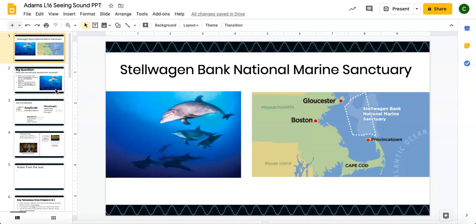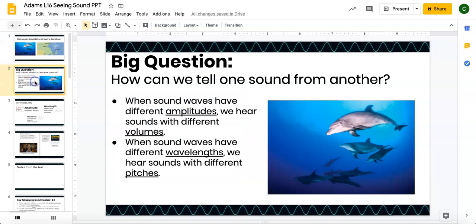We're continuing on and helping the superintendent. We have a new question that we need to help her with. We have a test coming up soon, so we want to make sure we have a clear understanding of how we can tell one sound from another. We are going to have to write to her, answering this question.